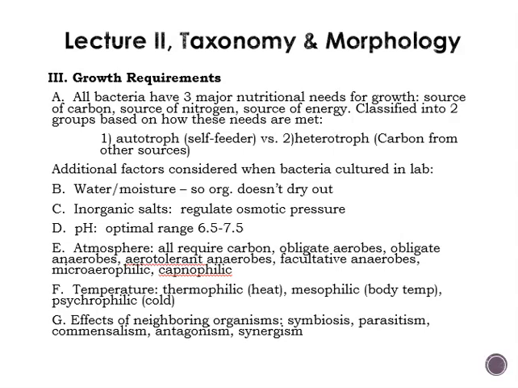So they have to have some type of source of water or moisture to help them from drying out, a source of inorganic salts, so that helps them regulate their osmotic pressure. pH, most bacteria are going to grow in the range of 6.5 to 7.5. Most culture media is around 7 to 7.5. They're going to have atmospheric requirements, so all require carbon dioxide, so that's what determines autotroph versus heterotroph.